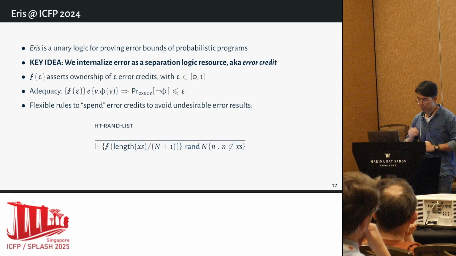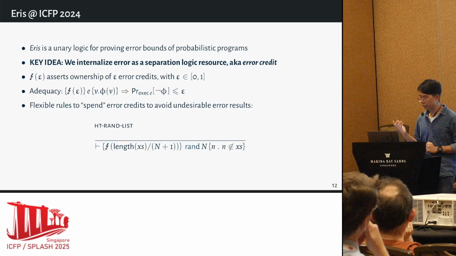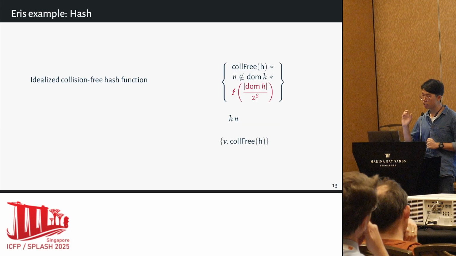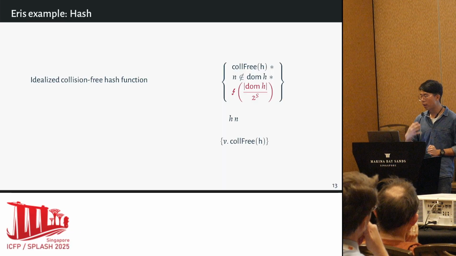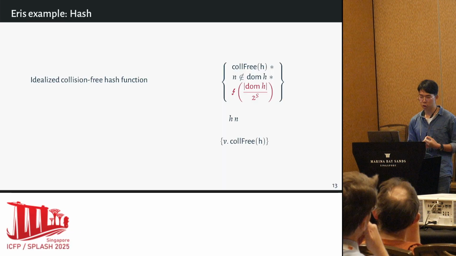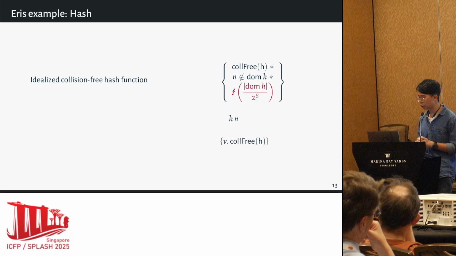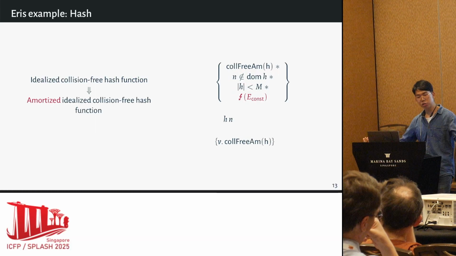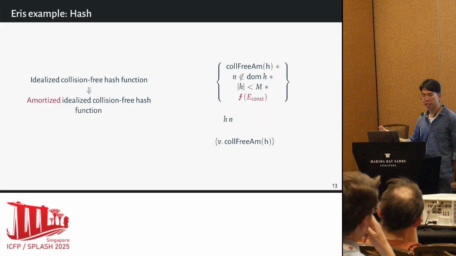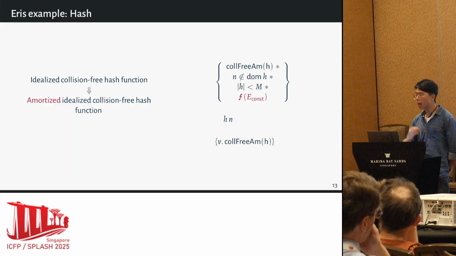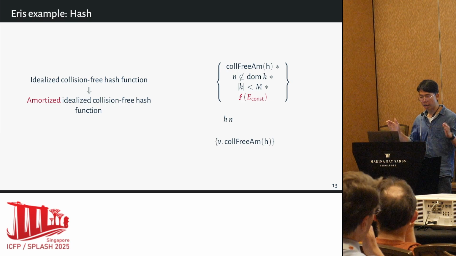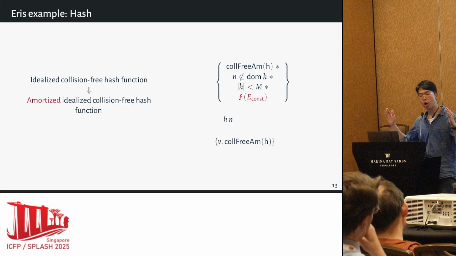To show that this approach of error credit is very flexible, we proved a lot of examples, including this one where we actually provided a specification for the collision-free hash function I just presented, where you have to provide an error credit that is proportional to the number of times you have used the hash. With this specification, we derived an even more interesting specification where now the error credit is not proportional to the size of the hash, but constant. This can be done where we amortize the error credits across a fixed number of insertions.